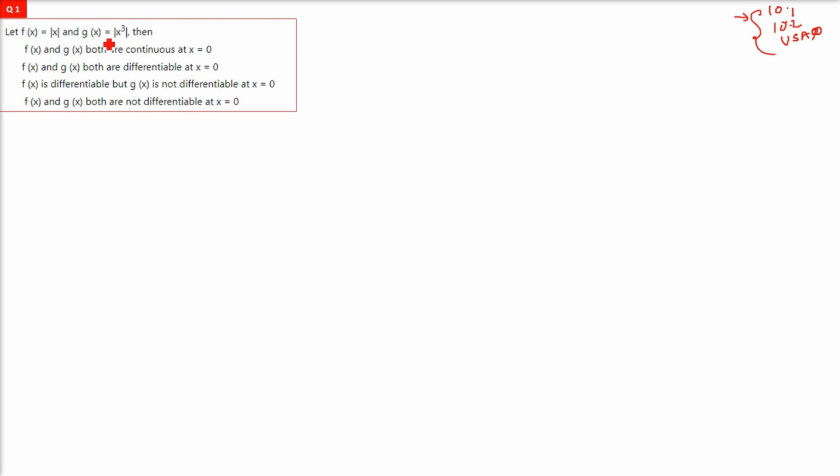Let f(x) equal modulus of x and g(x) is equal to modulus of x cube. Then, all these options are asking for the continuity and the differentiability of these f(x) and g(x).